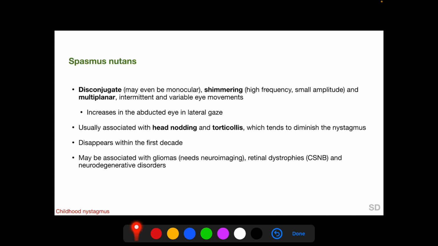It may be associated with gliomas and thus needs neuroimaging, with retinal dystrophies such as congenital stationary night blindness and other neurodegenerative disorders.